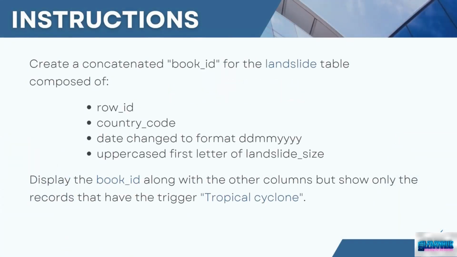Create a concatenated book_ID for the landslide table composed of row_ID, country_code, date changed to the format DDMMYYYY, and the uppercase first letter of landslide_size. Display the book_ID along with the other columns, but show only the records that have the trigger tropical cyclone.